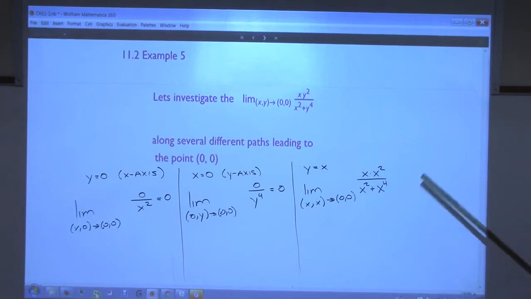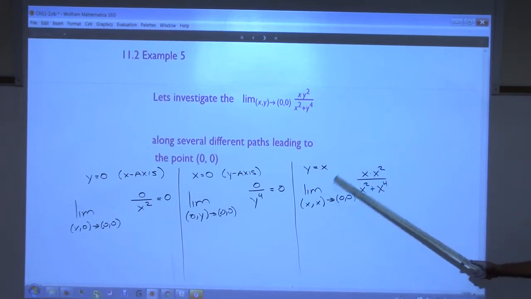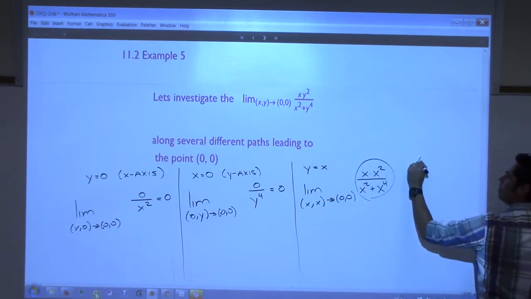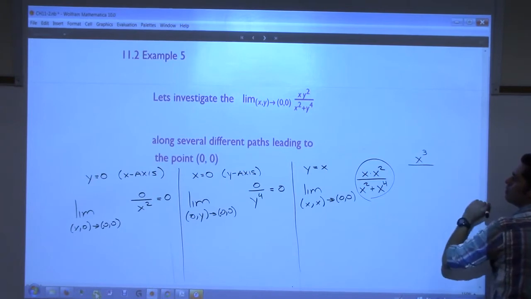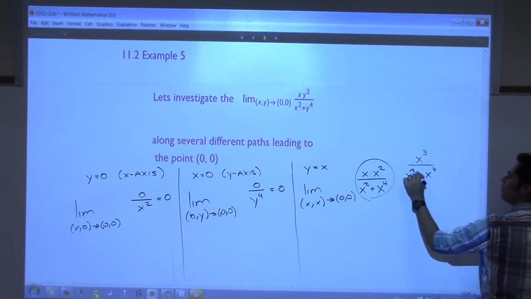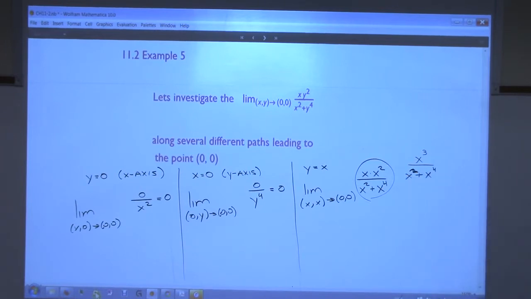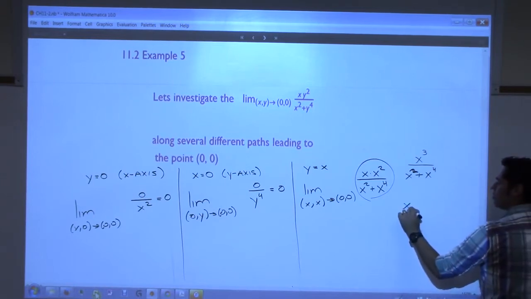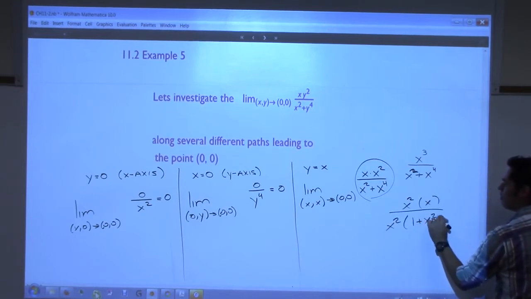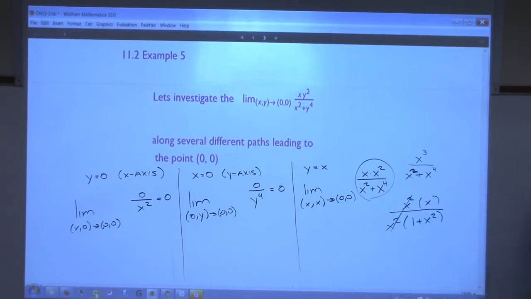Anybody get this? How many of you got to this one, tried y equals x? What happens? What do you get? What does it turn into? This algebraically is really just x cubed over x squared plus x to the fourth, right? What can you do with this? You factor out an x squared. So you'll get x squared on top factored out. On the bottom, factor out x squared. You get 1 plus x squared, right? Cancel those out.